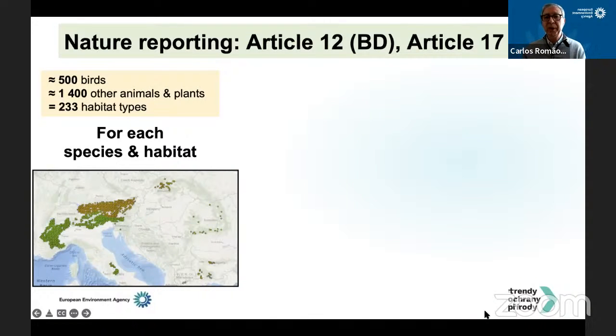So if we look at the nature reporting, for the Birds Directive, this concerns all birds that occur naturally in Europe, so about 500 species and subspecies. And for the Habitats Directive, we have about 1,400 species of animals and plants that are covered by this directive, and 233 habitats. I should now say 232, because there is one habitat type that no longer exists in the European Union because of Brexit. It was the Caledonian Forest that only existed in Scotland.